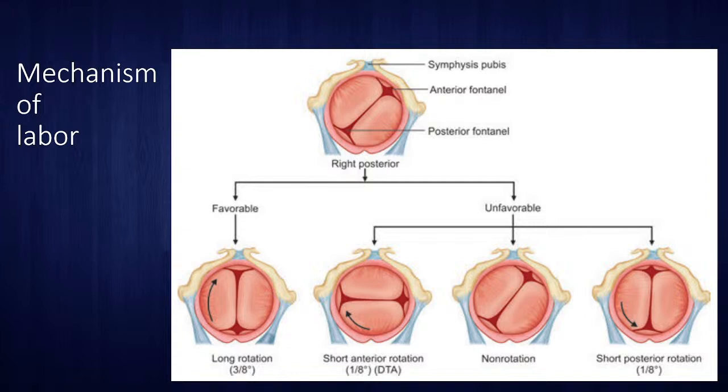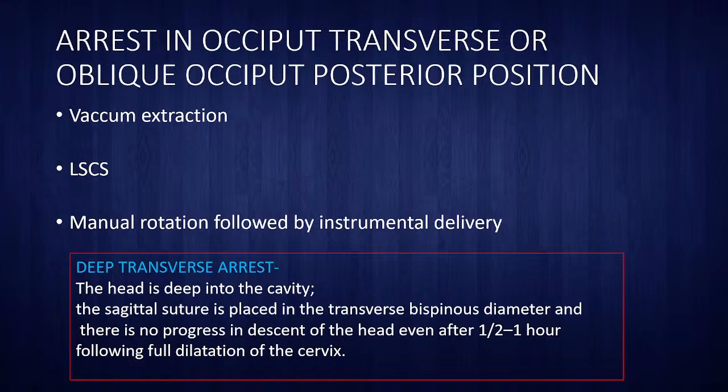The mechanism of labor is, if favorable, there will be long rotation. From the posterior fontanelle it comes to the anterior fontanelle, so it becomes an occipito-anterior position. In unfavorable position, there can be short rotation or non-rotation, or short posterior rotation. If short posterior rotation occurs, then there will be face to pubis delivery. If there is arrest in the occipito-transverse or oblique occipito-posterior position, you have the choice of vacuum extraction, LSCS or manual rotation followed by instrumental delivery. The three are the options.